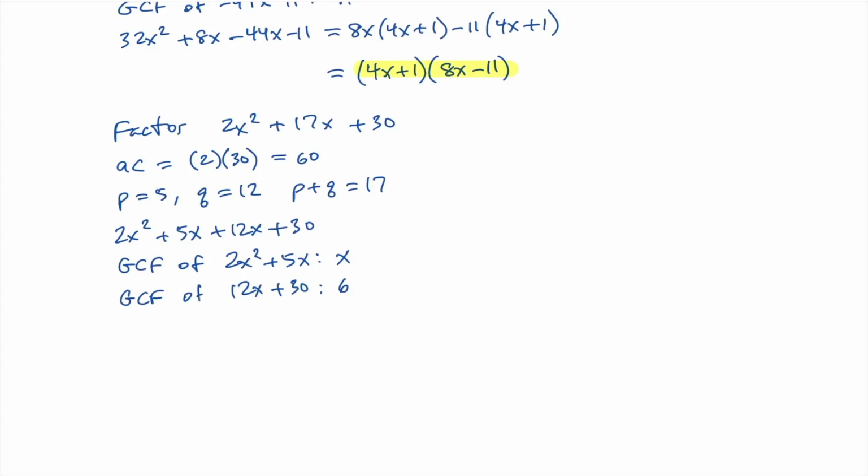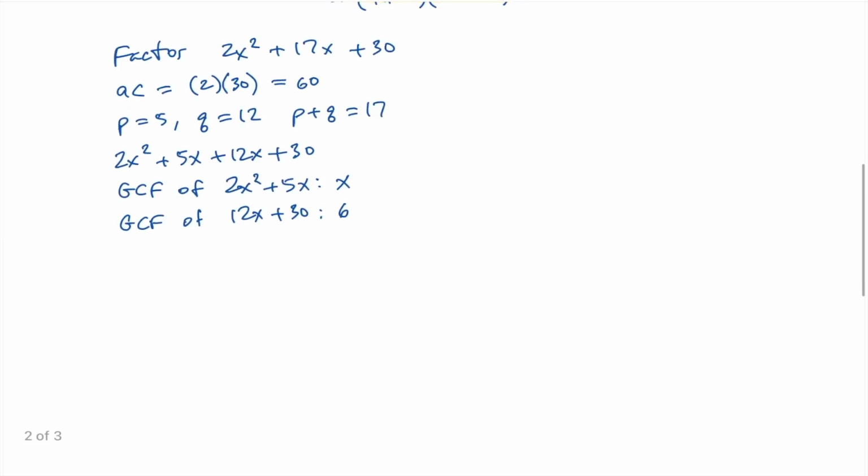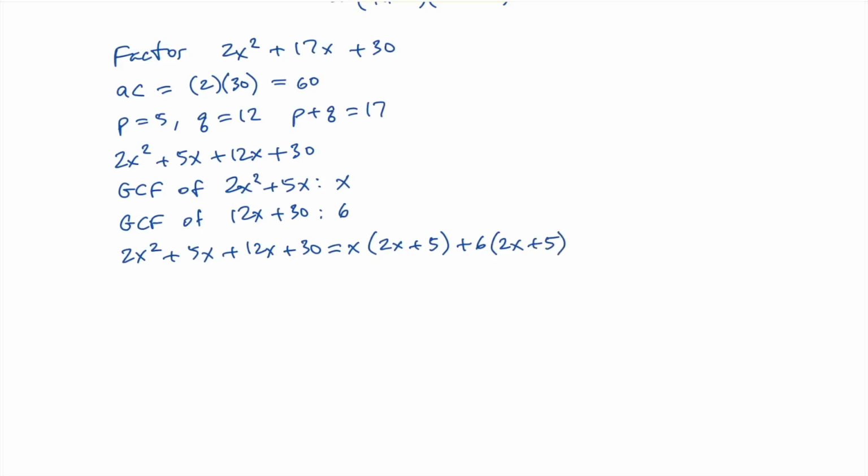Okay, and so we have 2x squared plus 5x plus 12x plus 30. Factor out our x. Okay, so x times 2x gives us back our 2x squared. Then we will have plus 5, since 5 times x gives us back our 5x, plus 6. Okay, 6 times 2x gives us back our 12x, plus 5. 6 times 5 gives us back our 30.